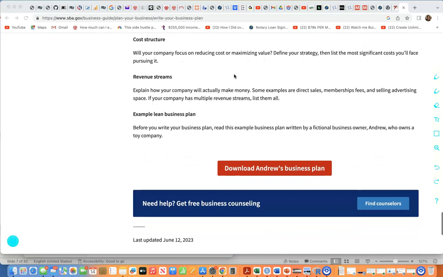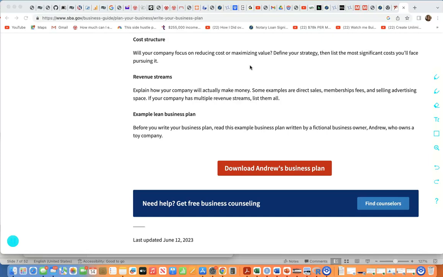Your cost structure. Here's how you would approach this. Will your company focus on simply reducing cost, maximizing value, both? What's your strategy here? A lot of people want to just increase their sales, but sometimes you can keep your sales as they are, but just decrease some of the costs that you have, maybe unnecessary cost or duplicate cost there.